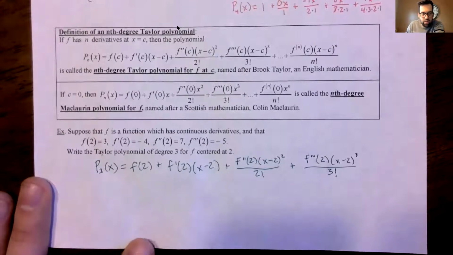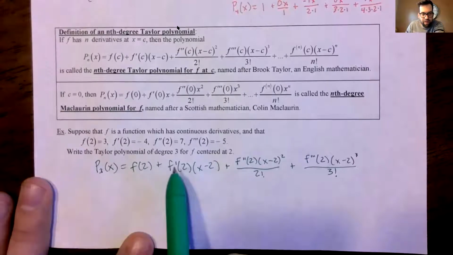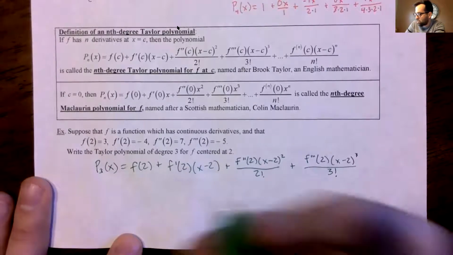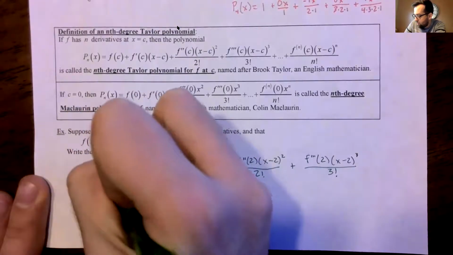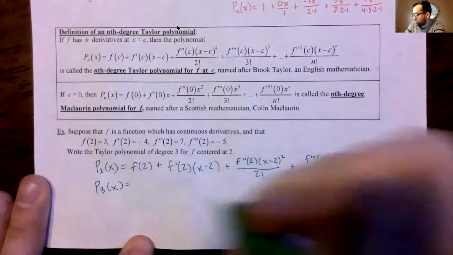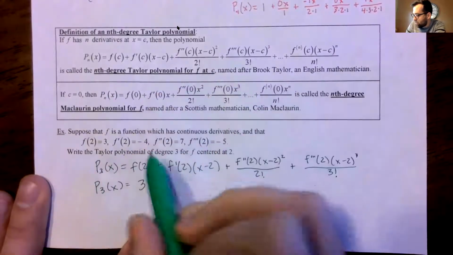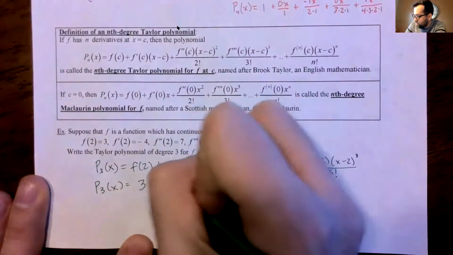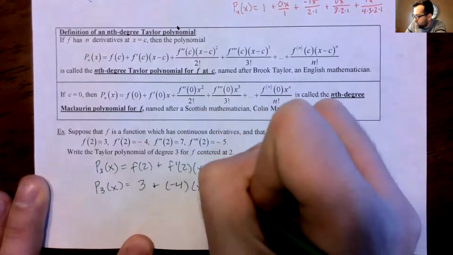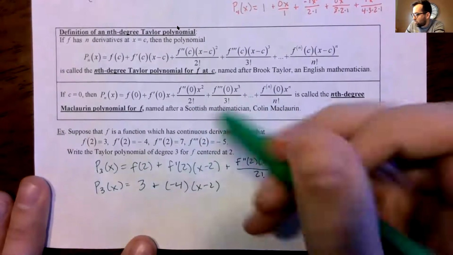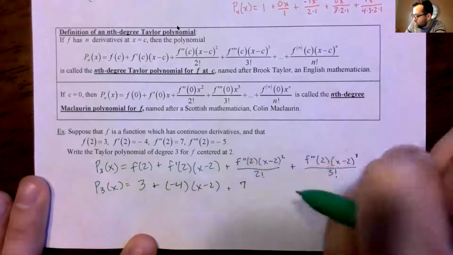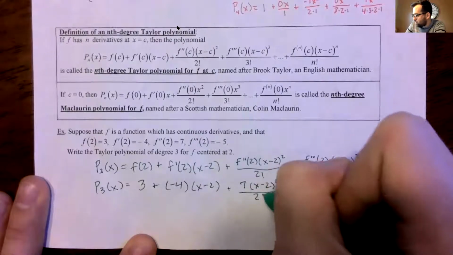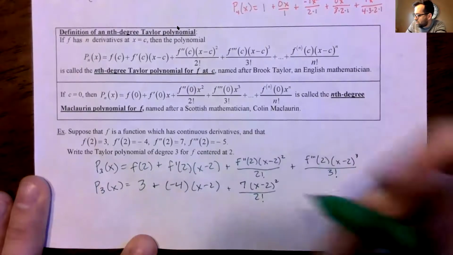So now what I'm going to do is plug in the f values that were given so we can get a better answer. We have f of 2 is 3. f prime of 2 is negative 4, so we have negative 4 times x minus 2. f double prime of 2 is 7. And f triple prime of 2 is negative 5.